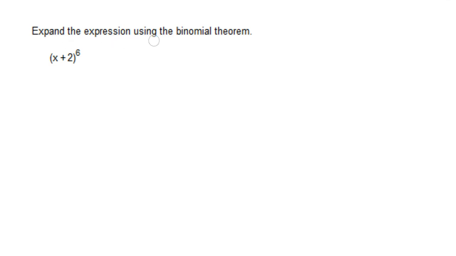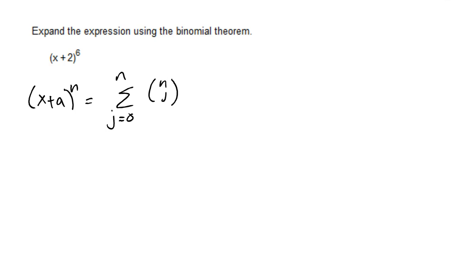Expand the expression using binomial theorem. (x + 2) to the 6th power. First, let me write down what binomial theorem says. If you have (x + a) to the nth power, that can be written as the sum of j equals 0 to n of n choose j times x to the n minus j times a to the j.